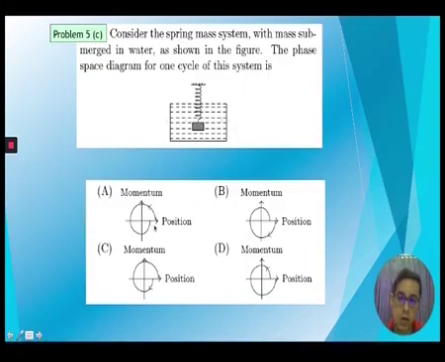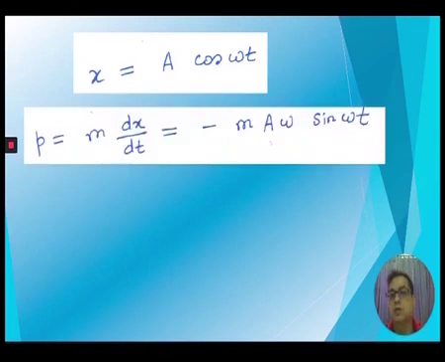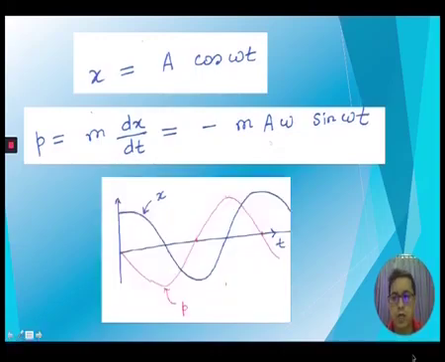Now if you look at the diagrams, in all of them the position starts from a non-zero value. So we can assume the position to have an expression like x equal to a cos omega t. Now I just need to find the momentum, so I differentiate it once and I get the momentum expression: minus m a omega sine omega t. So if I plot position and momentum with respect to time, as x is increasing with time, the momentum is going in the negative direction.